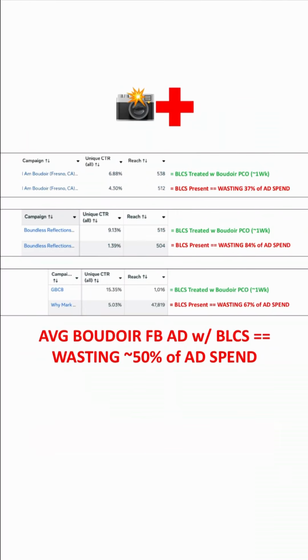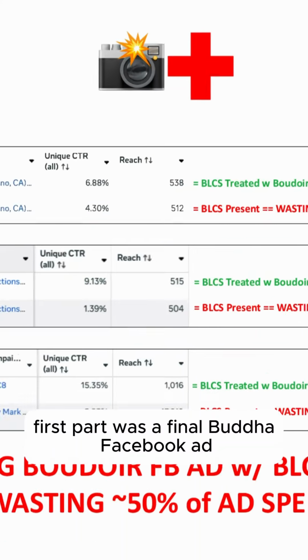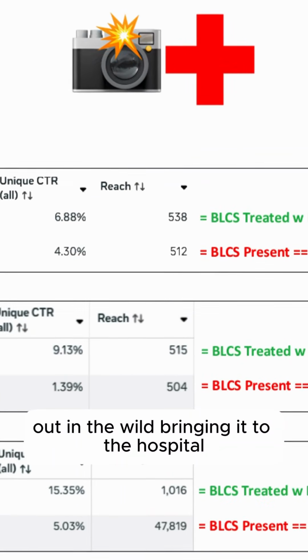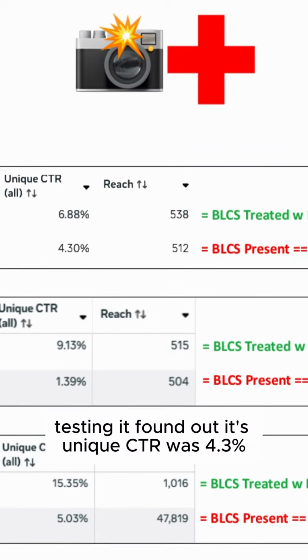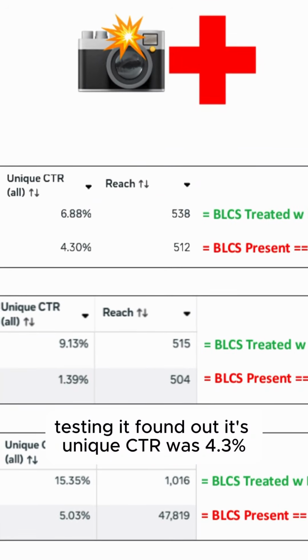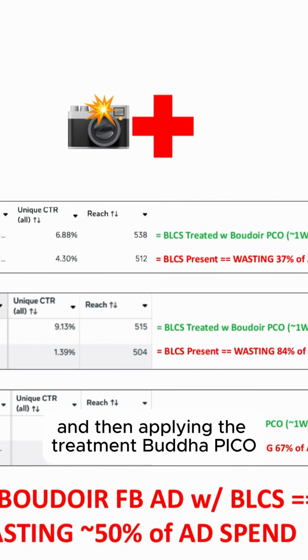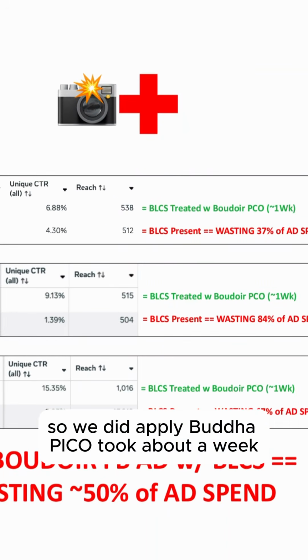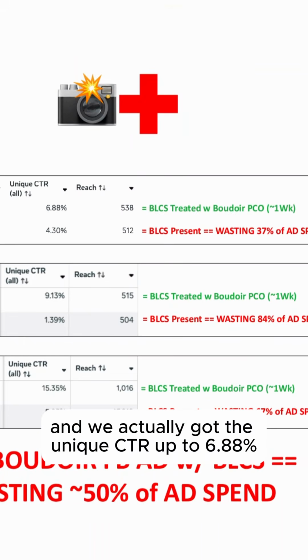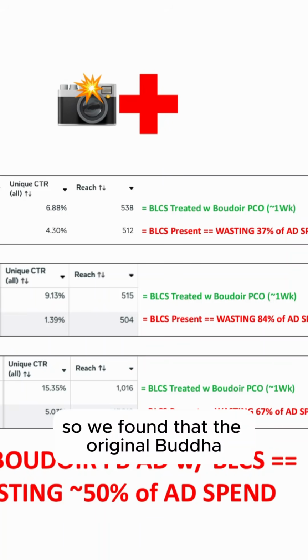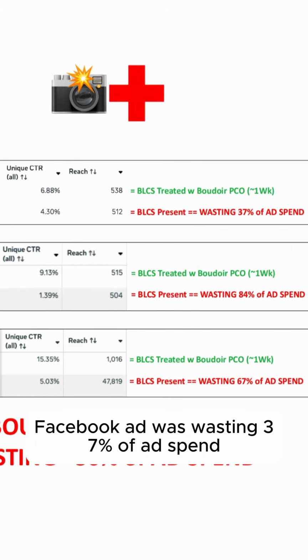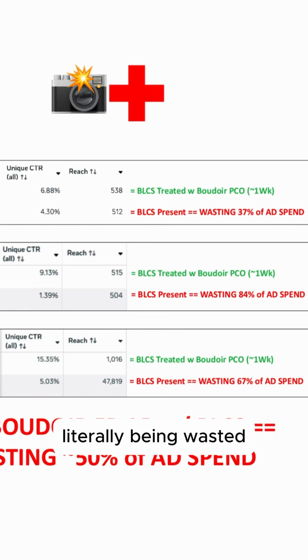So from my residency, the first part was finding a Boudoir Facebook ad out in the wild, bringing it to the hospital, testing it, and finding out its unique CTR was 4.3%, and then applying the treatment, Boudoir Pico. So we did apply Boudoir Pico, it took about a week, and we actually got the unique CTR up to 6.88%. So we found that the original Boudoir Facebook ad was wasting 37% of ad spend, literally being wasted.